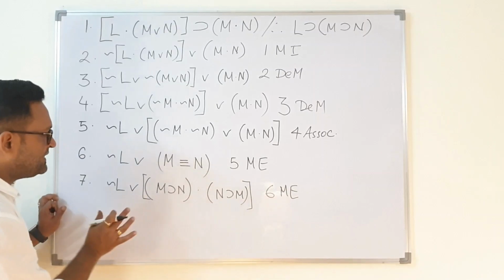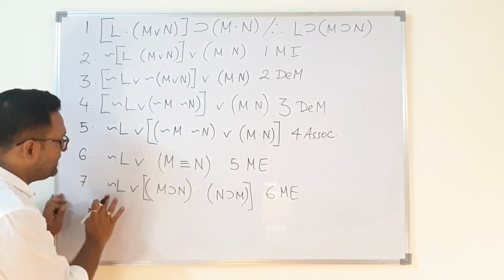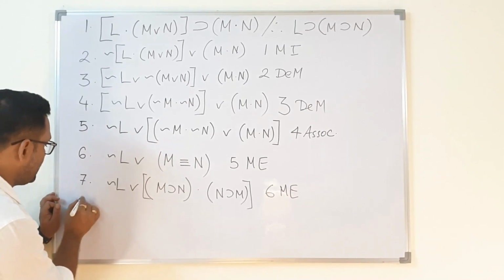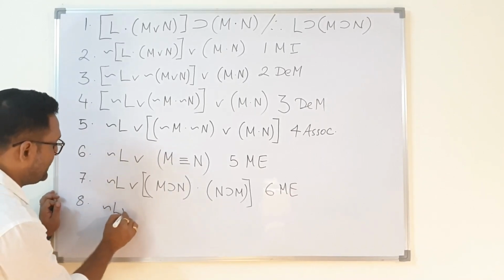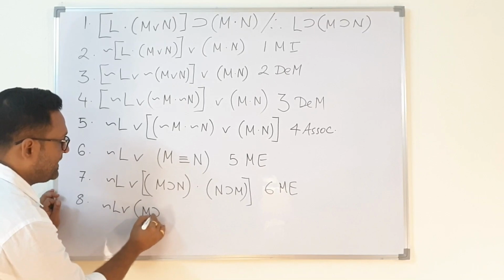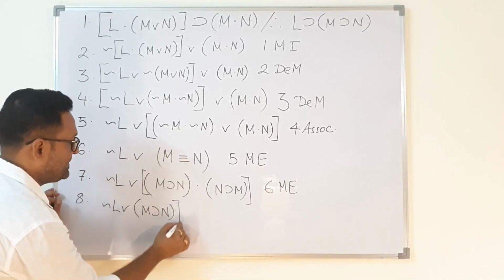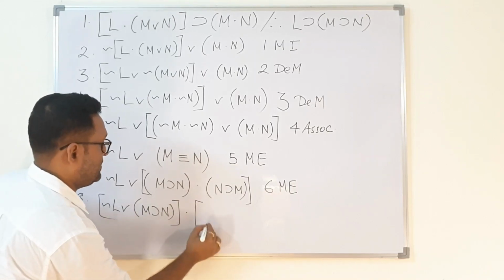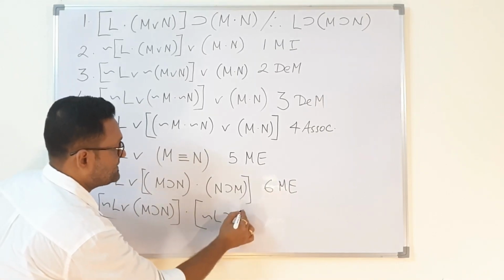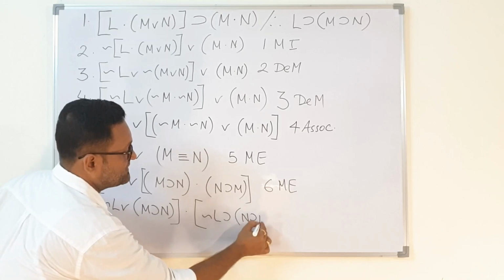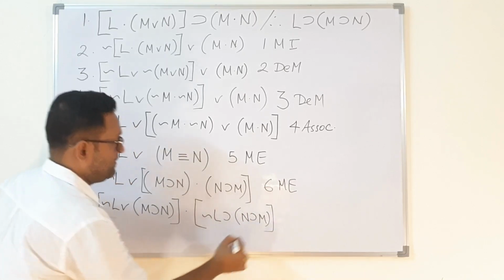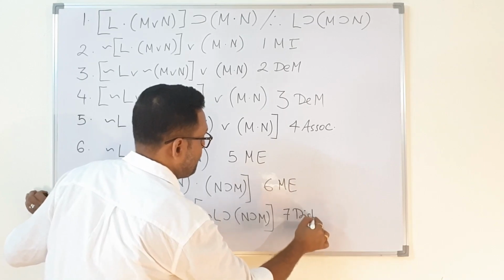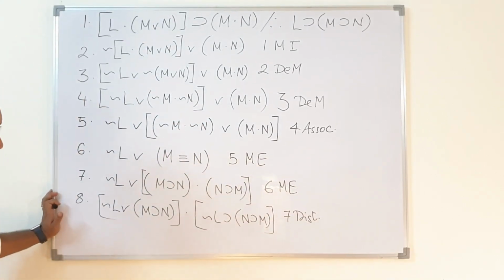Now you see that this question is in the form of distribution. You can apply distribution. So I will apply distribution on step number 8. I will write negation of L wedge M implies N, fine, and then dot negation of L implies N implies M. So this is on 7, distribution. Okay, so we have used this.